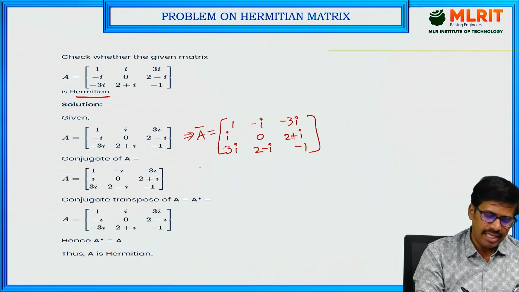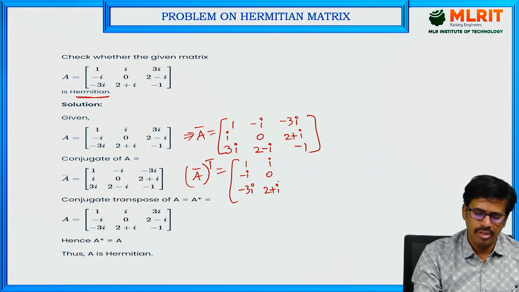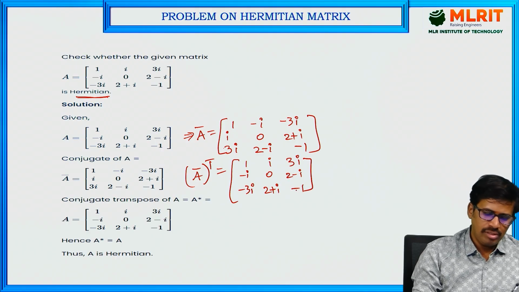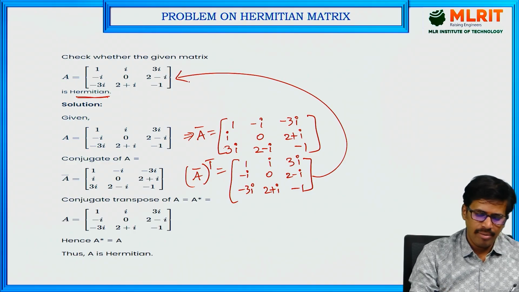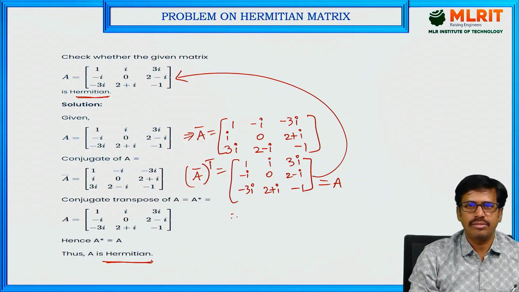Now find its transpose. A conjugate whole transpose. First row I am writing as first column. Second row, i, 0, 2 plus i, I am writing as second column. Third row, 3i, 2 minus i, minus 1. Is this equal to the original matrix A? Yes. So this is equal to A. Therefore A is Hermitian matrix. Right.